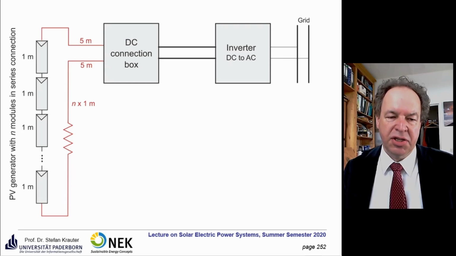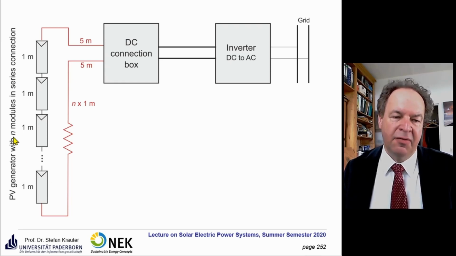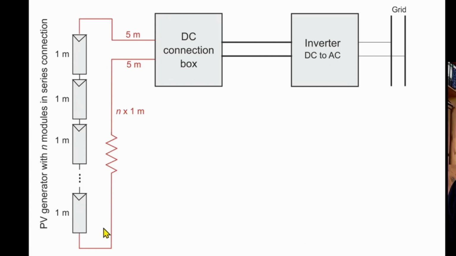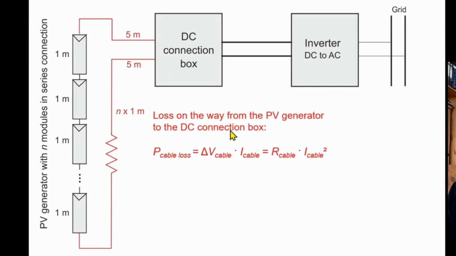This is a configuration. So you have here a PV generator with N modules in series connection. The size of the modules, because you have to calculate the length of the cable, should be 2 by 1 meter, and you put them together on the small side. So you have 2 meters, 1 meter, 1 meter, 1 meter. If you have, for example, 40 modules, this is 40 times 1 meter, so 40 meters. And here the distance to the DC connection box should be 5 meters and 5 meters.